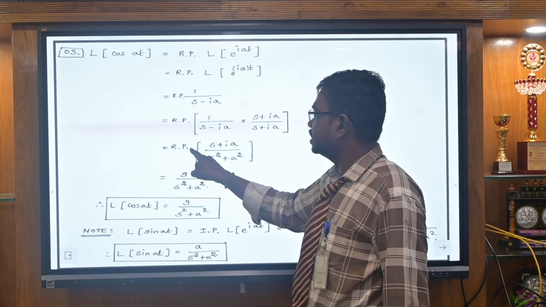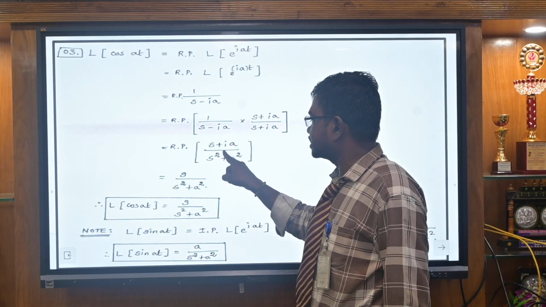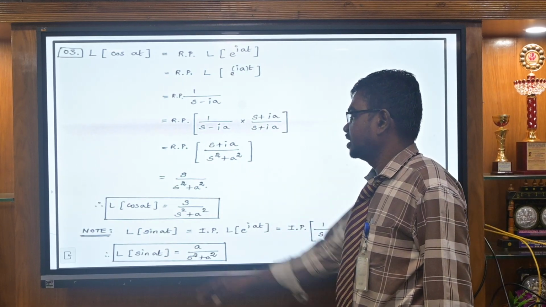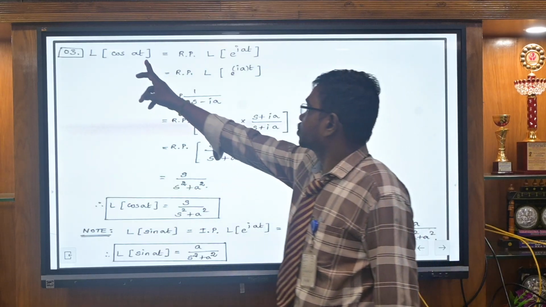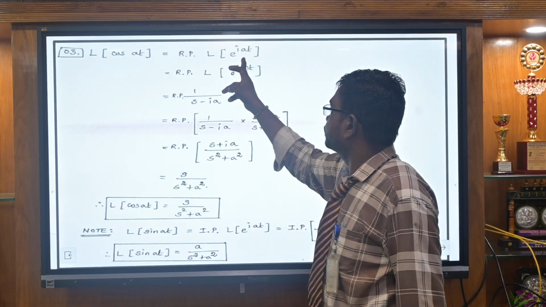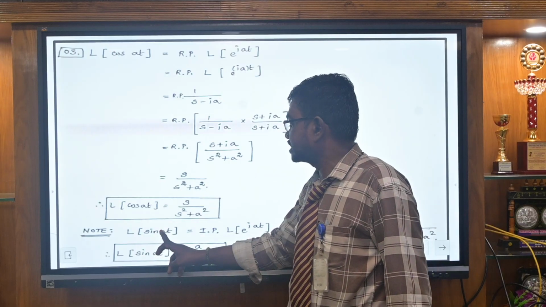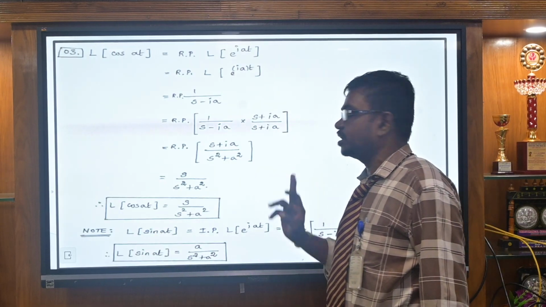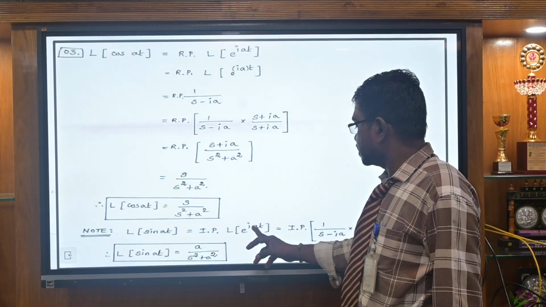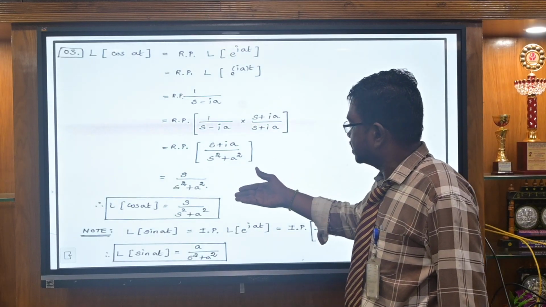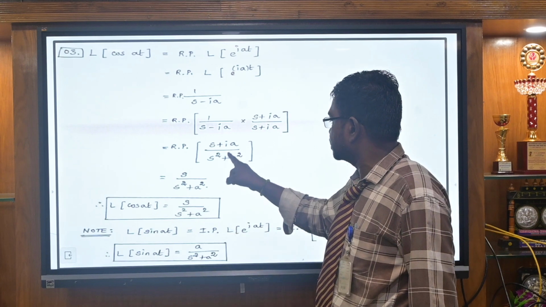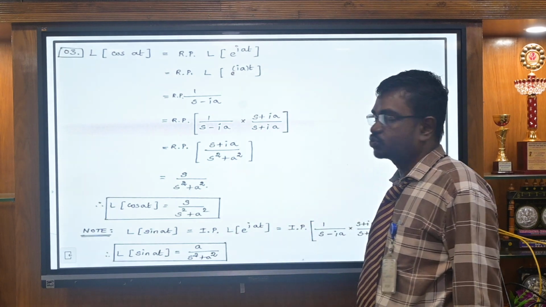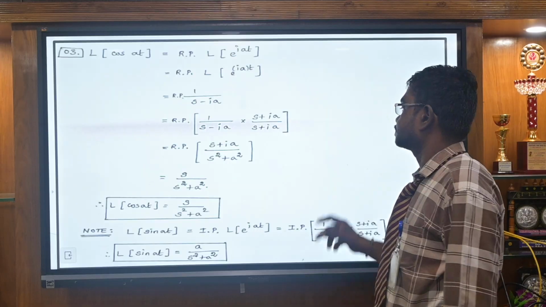So we take only the real part, s by s square plus a square. Therefore, L of cos at is s by s square plus a square, since cos at is the real part of e power iat. Suppose asked for sin at, the imaginary part of e power iat. After simplification this way, we get a by s square plus a square, because it is the imaginary part.